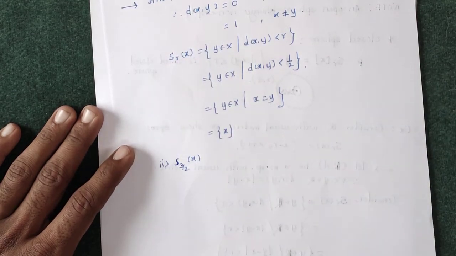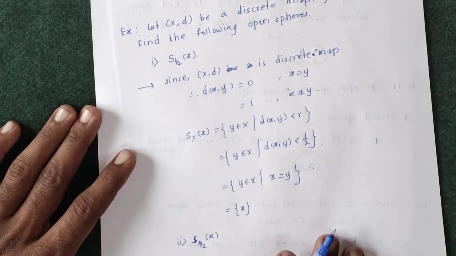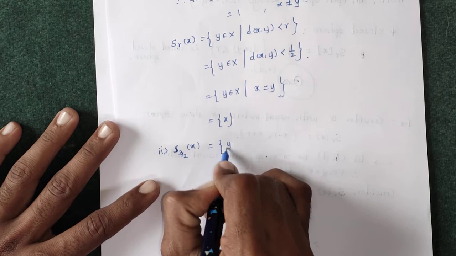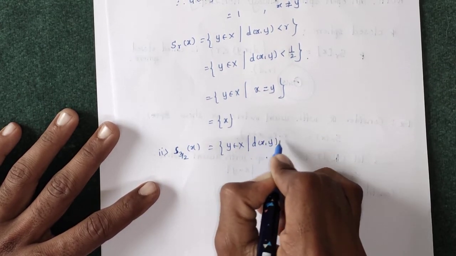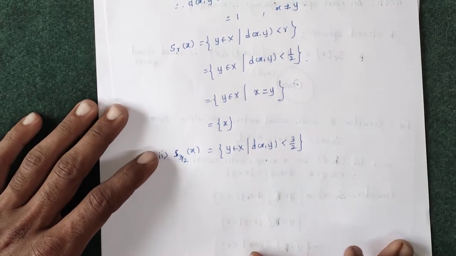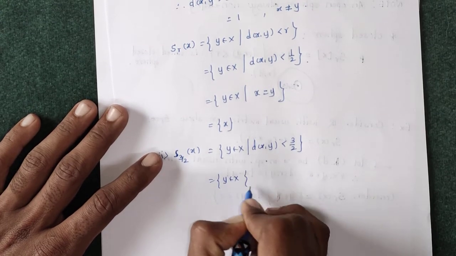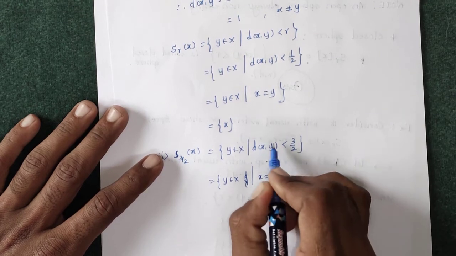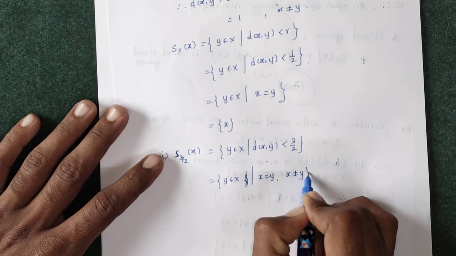Similarly, here we have (X, d) as a discrete metric space. This is a sub question, so again (X, d) is a discrete metric space. I will just write directly: y belongs to X such that the distance of xy is less than r, which means less than 3 by 2. 3 by 2 means 1.5. So there are two possibilities, either x is equal to y, where 0 is less than 3 by 2, or 1 is less than 3 by 2. So there are two possibilities.